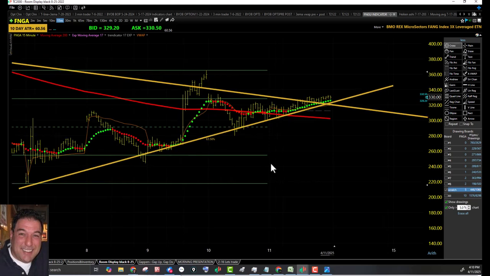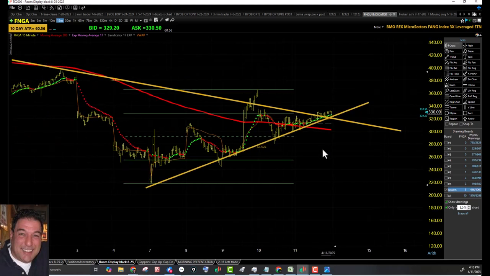Price action is making higher lows and definitely taking its sweet time to make the next higher high. Okay, so we got a higher low here, and then we got the higher high. We got a higher low here, and we're taking our time to make the next higher high. I guess they're going to make us wait. All right, so there's FNGA.